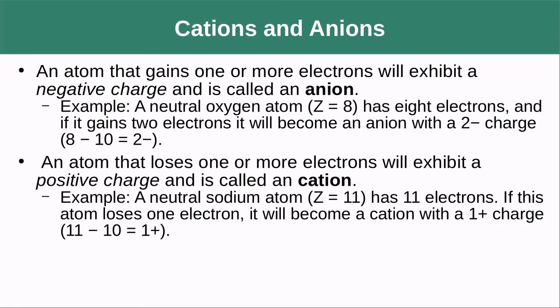When the atom gains electrons, it's going to get a negative charge, and we call that an anion. When an atom loses one or more electrons, it's going to get a positive charge, and we call that a cation. To remember which is which, I've always thought, well, cats are positive, so cations must be the positive one, and anions are the other ones, so they're negative.